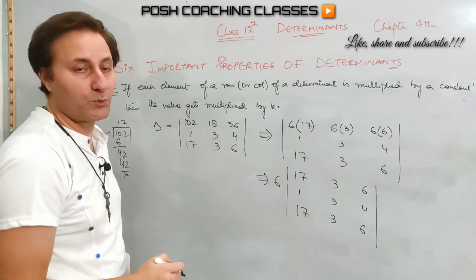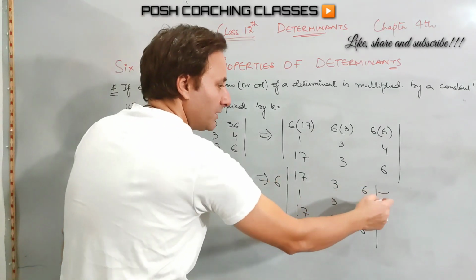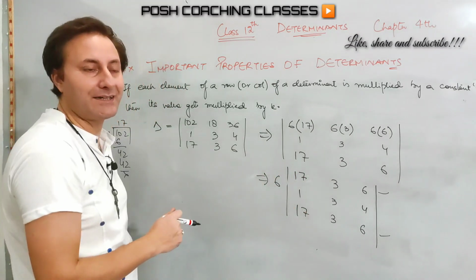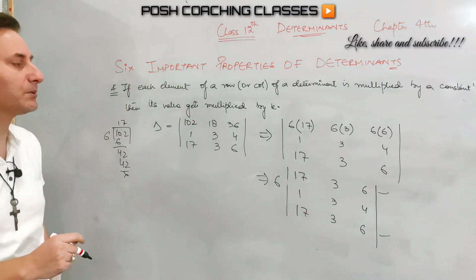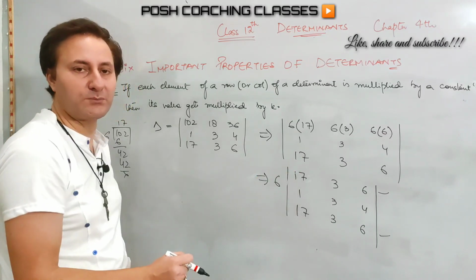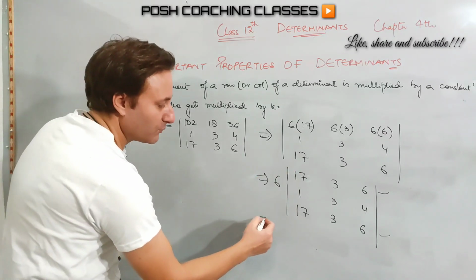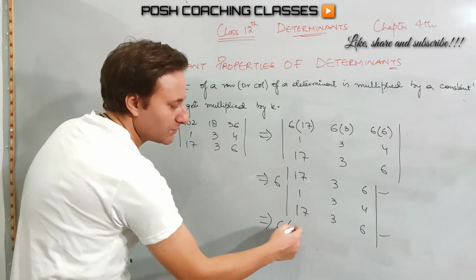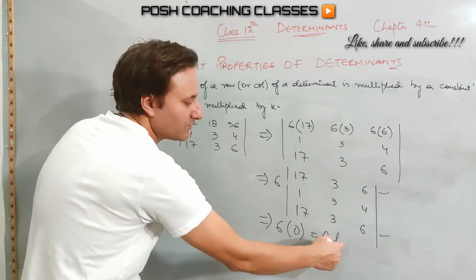But have you noticed one more thing here? If you see row 1 and row 3, they are again identical. In our previous property, we just got to know that if two rows or two columns are similar, then the value is 0. So it is 6 times 0. So the answer will be 0.